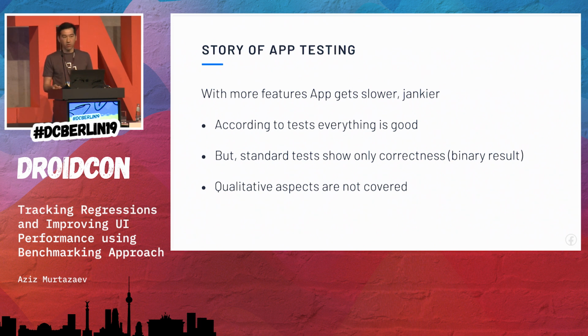So what could be qualitative aspects of the app? You can think of how fast you can get the data from the network, or how compressed your images are, or how efficient your UI rendering is. We will be focusing on the UI rendering part because that is a significant part of the user's perception of app quality.